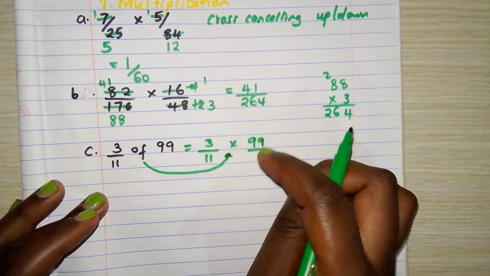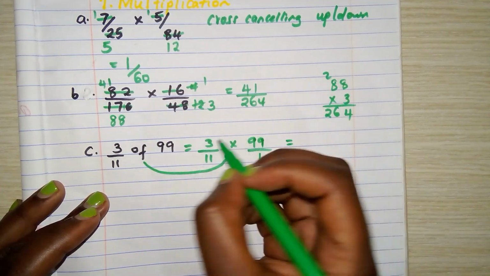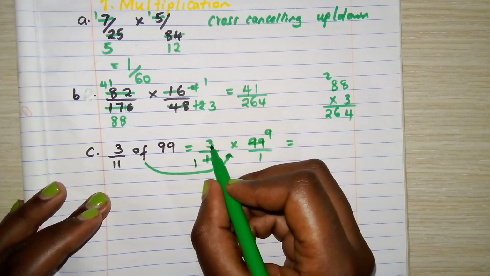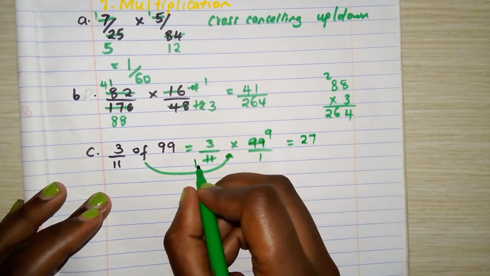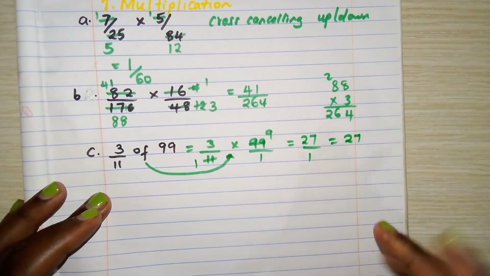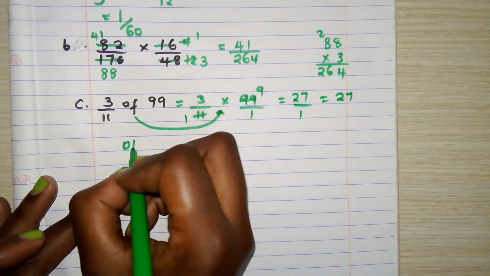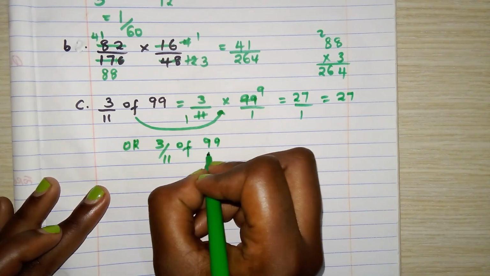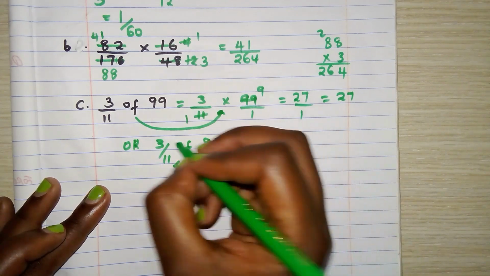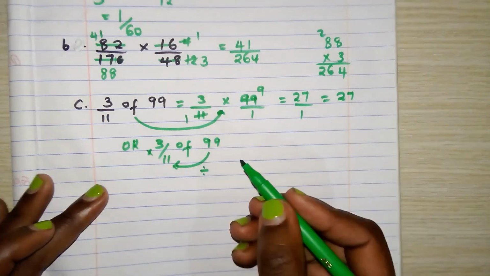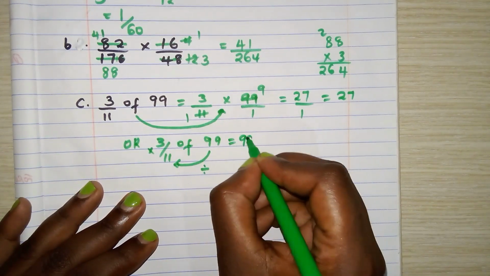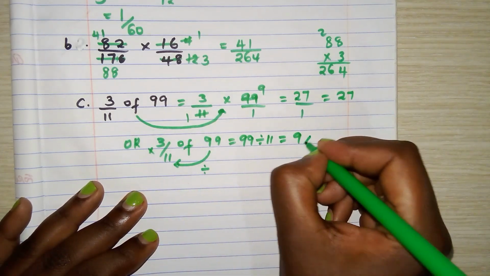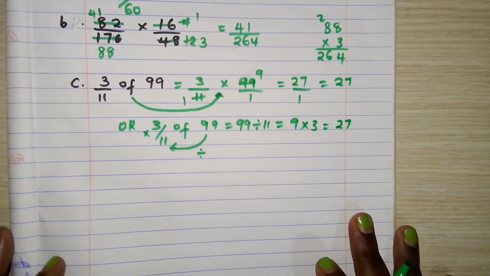So I'll show you 2 ways of doing it. So let's do it the first way. 11 can go into 99 9 times, and here 1, so you're left with 3 times 9, 27. 1 times 1 is 1, so 27. The other way of doing it, 3 over 11 of 99. So we take that one, divide, and then times by the numerator. So 99 divided by 11 is 9, and then 9 times 3 is 27. So that's the other way of doing it.